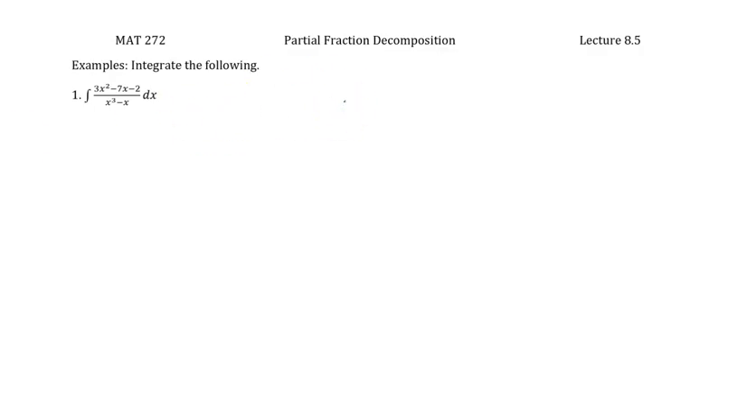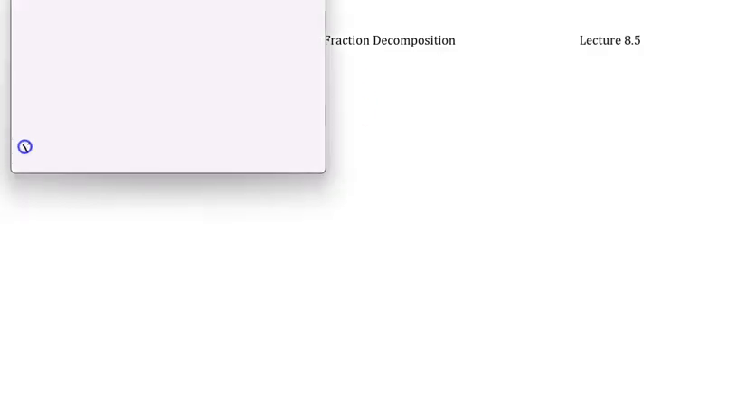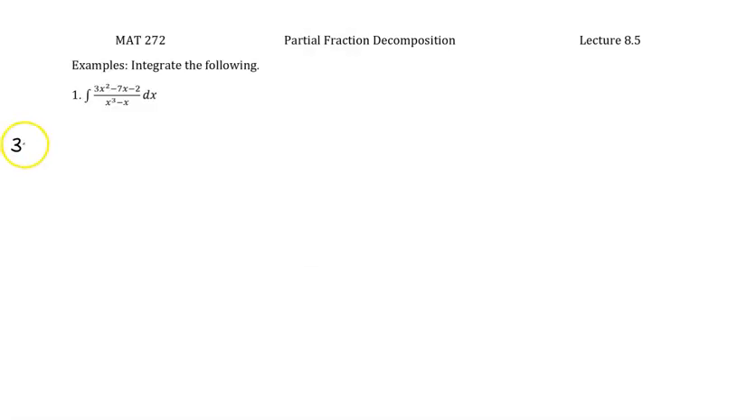So u substitution is not going to work for us. So instead, what we're going to do is take the integrand and decompose it into partial fractions. To start that process, we first factor the denominator completely.